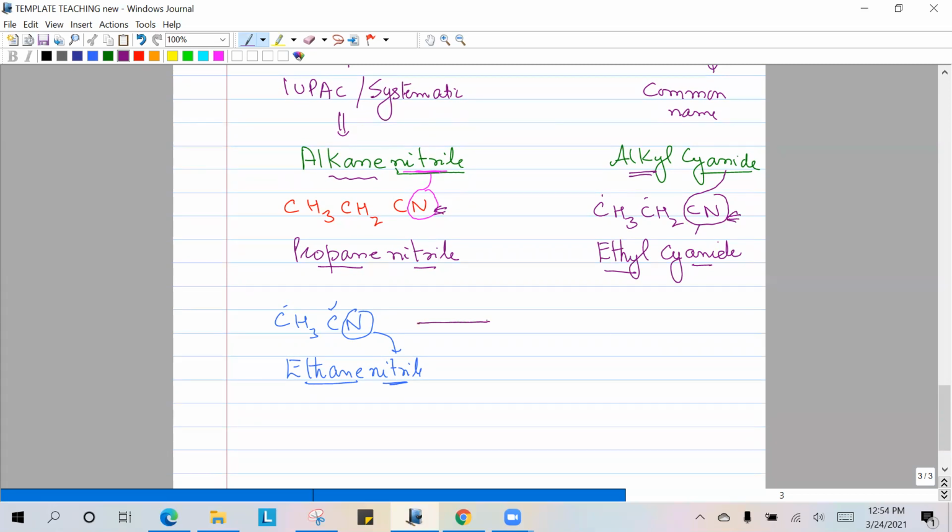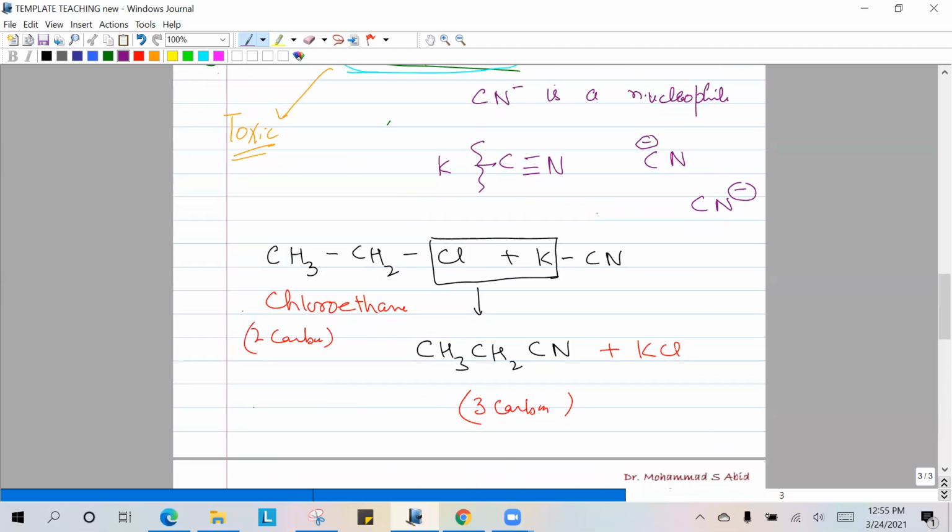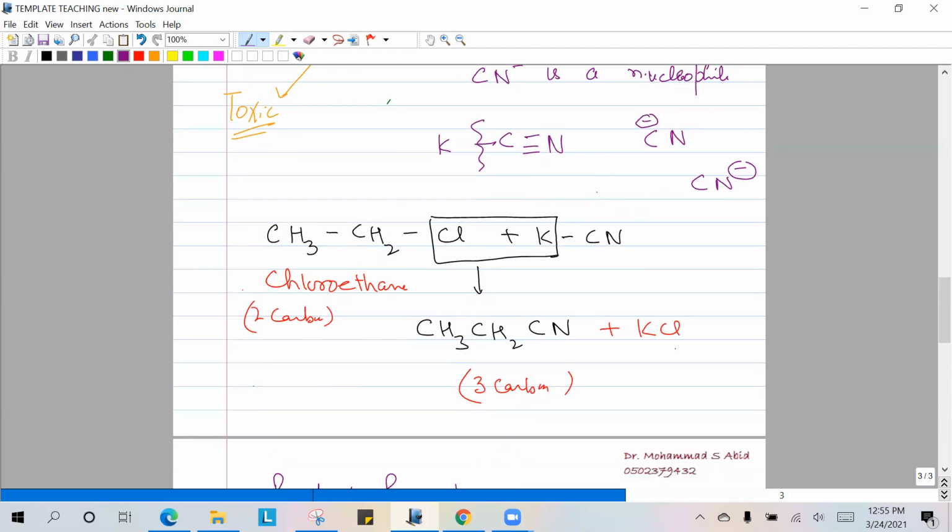In the same way, the name for this in the common way of naming would be, the cyanide will take care of this, so you are left with only 1 carbon atom. So this will be known as methyl cyanide. So if you get the product, any number of carbon atoms they give you, you can name it accordingly.